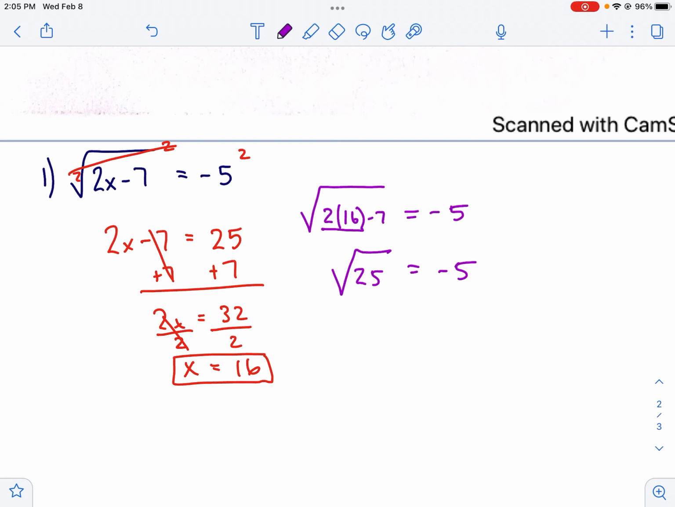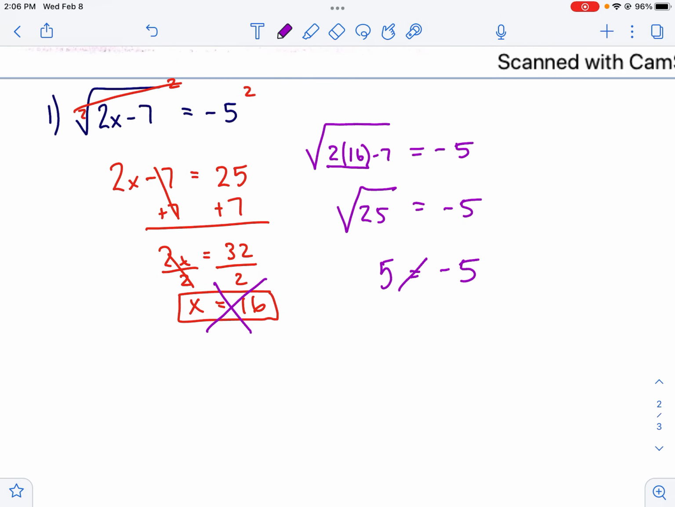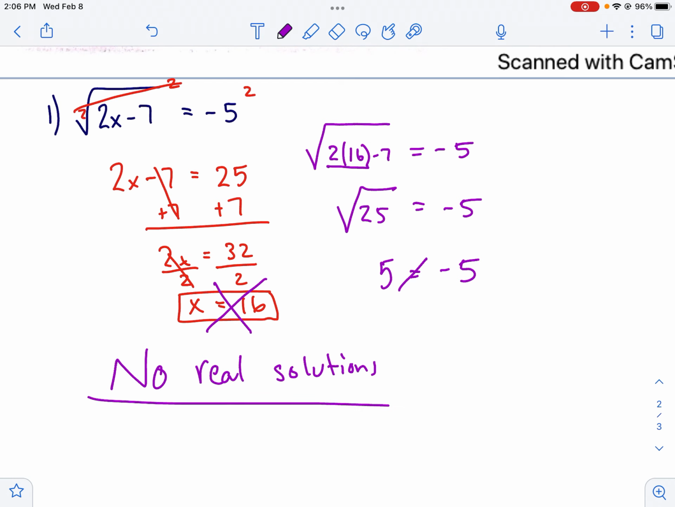Now, here's the problem. When we take the square root of 25, you get 5. And 5 does not equal negative 5. So actually, this one doesn't work. And since that was your only solution, in this case, there will be no real solutions. And that's actually all you can write if you don't have a valid solution.